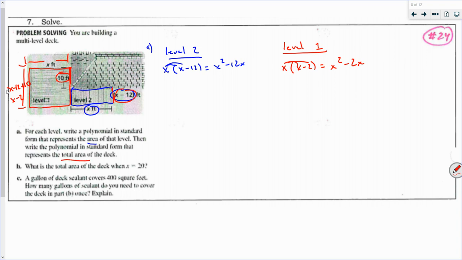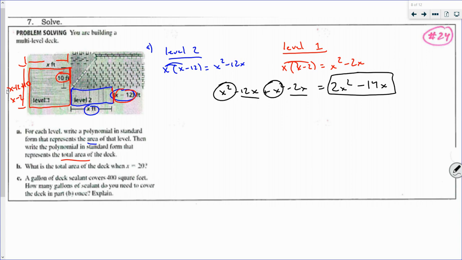Since we're going for the total area of the deck, we need to take both of these, level 2 and level 1, and put them together and combine like terms. So 2x squared, minus 12x minus 2x is minus 14x. So this is our total area of our deck.